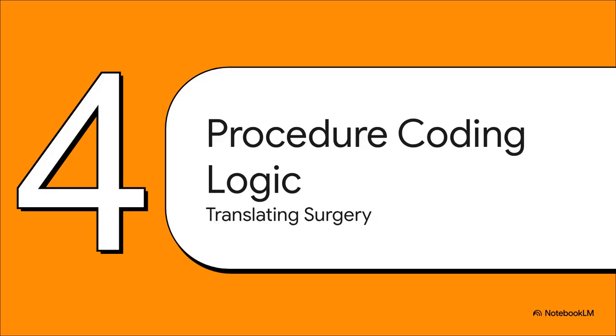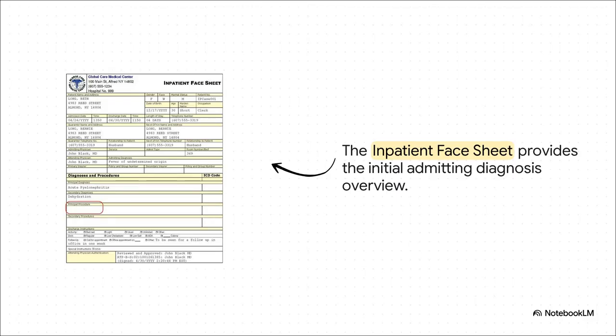Section 4. Inpatient Procedure Coding Logic. Diagnoses are only half the story, though. We also have to translate surgical interventions into a highly specific procedural code set. As an inpatient coder, your starting point is usually administrative documents like the inpatient face sheet. It's generated by the admission software and gives you a quick snapshot of the patient. You look here to identify the admitting diagnosis and to see if any principal procedures were noted up front by the registration team. But while helpful, this isn't the whole clinical picture.